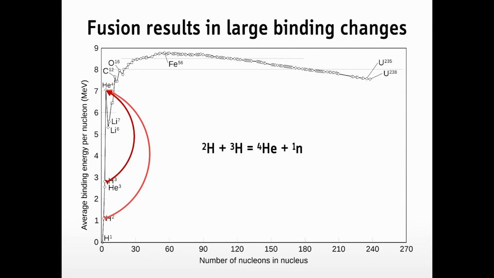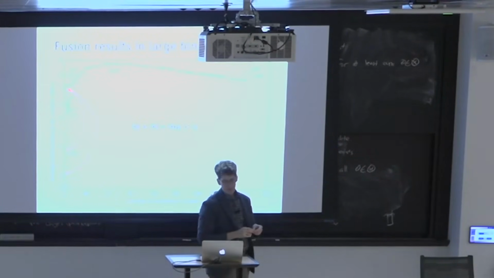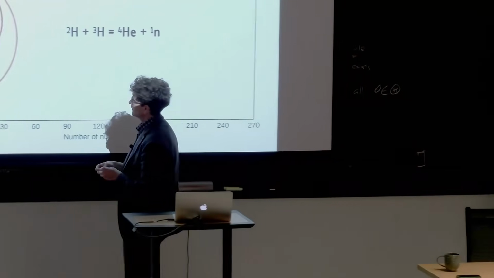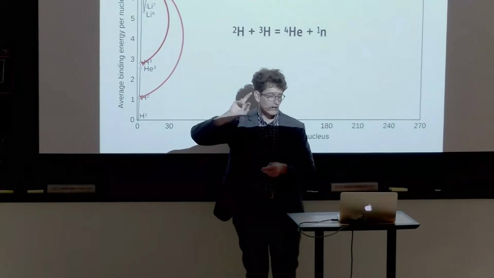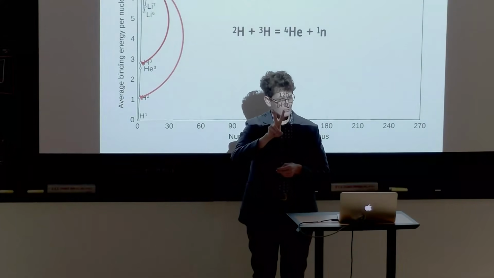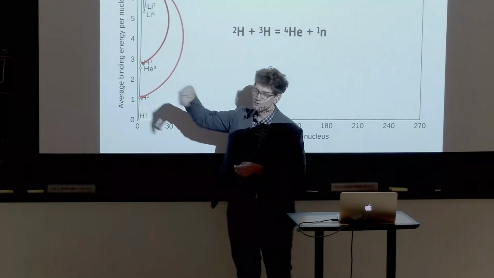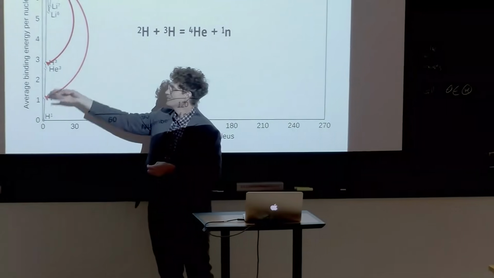So here's a very common fusion reaction where we're going to join together two nuclei to make a new nucleus. Therefore, it's fusion. And the ones we're going to choose for this example are hydrogen 2 and hydrogen 3. So hydrogen 2 means it has 1 proton and 1 neutron, 2 nucleons. Hydrogen 3 is 1 proton and 2 neutrons. And these are also known as deuterium and tritium.